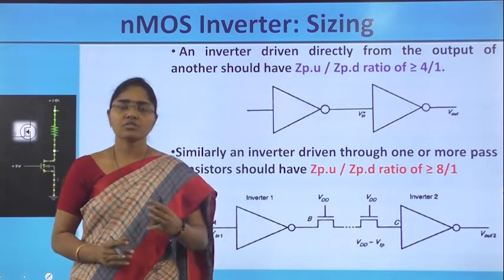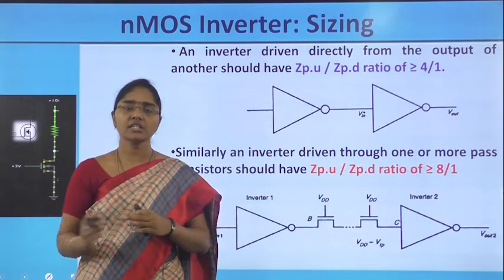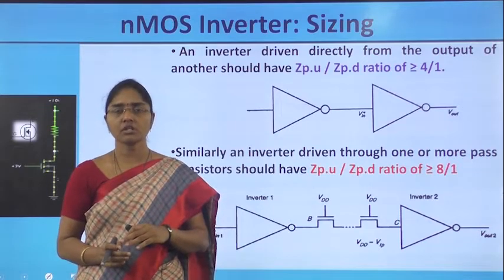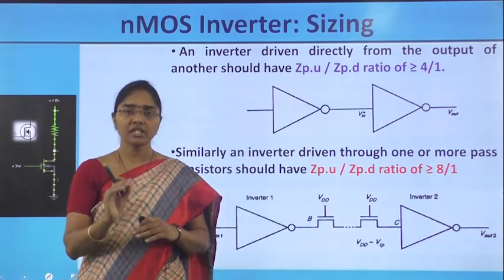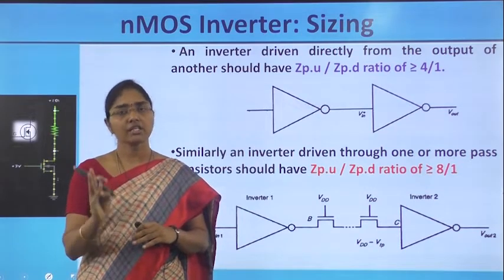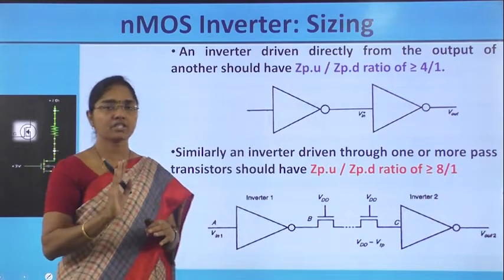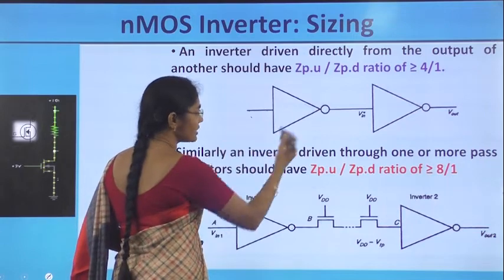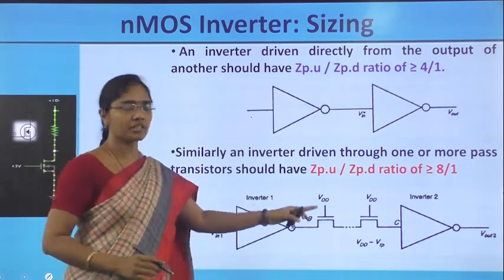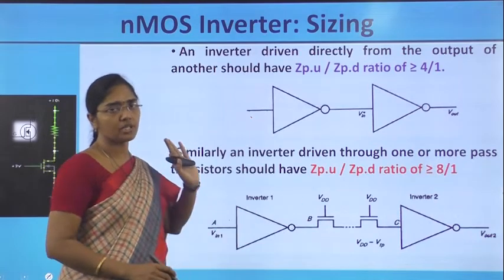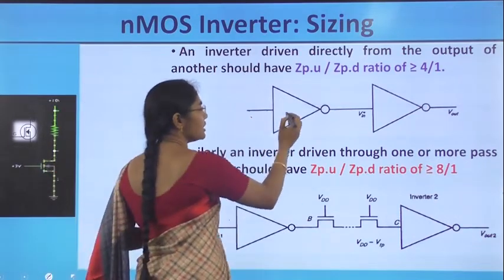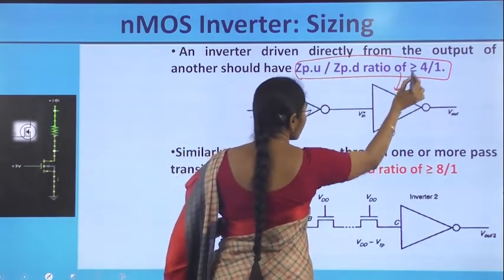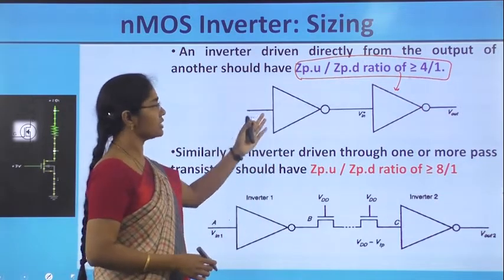And in circuits, whenever two transistors are connected in cascade, with a direct connection or with the help of some pass transistors in between, the sizing needs to be taken care of to maintain the V invert point and delays as well as output voltages. So here two cases are represented. One case is an inverter directly driving the other inverter, and the other is an inverter driving the other inverter with pass transistors in the middle. The sizes required here: the ZPU by ZPD ratio of the second inverter should be greater than or equal to 4 by 1 when compared to the first inverter.